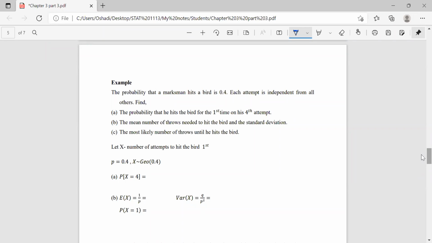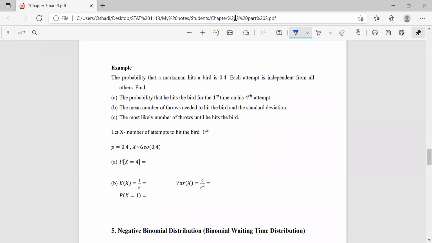The mean number of throws needed to hit the bird and standard deviation, the most likely number of throws until he hits the bird. Okay, I'll give you 5 minutes. You can use the results you obtain through the mean, variance and moment generating function, it is straightforward. So its moment generating function is not actually needed to solve this example. So using the results we used under the geometric distribution, please do this example. I'll give you 5 minutes.